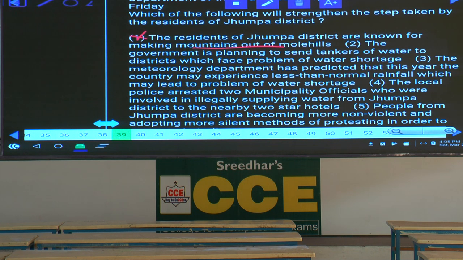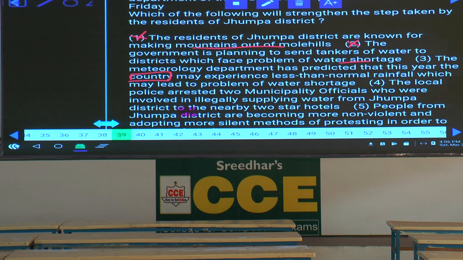Then the government is planning to send tankers of water to districts which face problems of water shortage. Now, as the government has already given a solution, there is no necessity for these people to stage a dharna. And this is also ruled out. Then third one, the meteorological department has predicted that this year the country may experience, here the question is about the country but not only that region, isn't it? Hence, in this one also we could not find the reason why they are protesting.